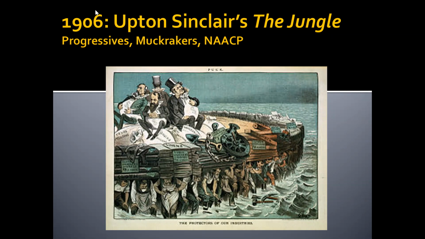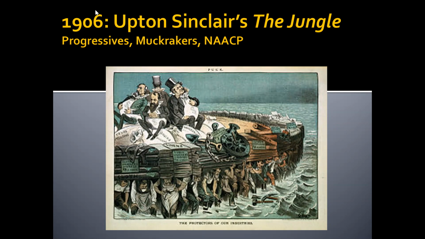Tying that back into Upton Sinclair's The Jungle, I'm sure you remember Sinclair's book is about the meatpacking industry in Chicago or Detroit. It's one of the two. This is where we talk about rats falling into processed meat, rat feces getting into meat, butchers not washing their hands after going to the bathroom and then handling meat. And he publishes this book called The Jungle.